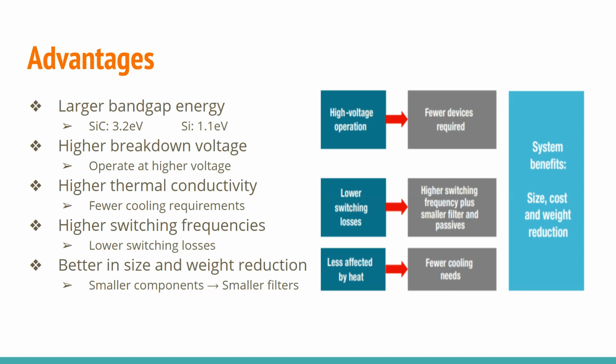Silicon carbide MOSFETs can operate at higher switching frequencies and have lower switching losses. Therefore, this reduces the size of components, thus the size of filters. Overall, silicon carbide MOSFETs are better in size, cost, and weight reduction. Next, I will talk about the applications of silicon carbide MOSFETs.